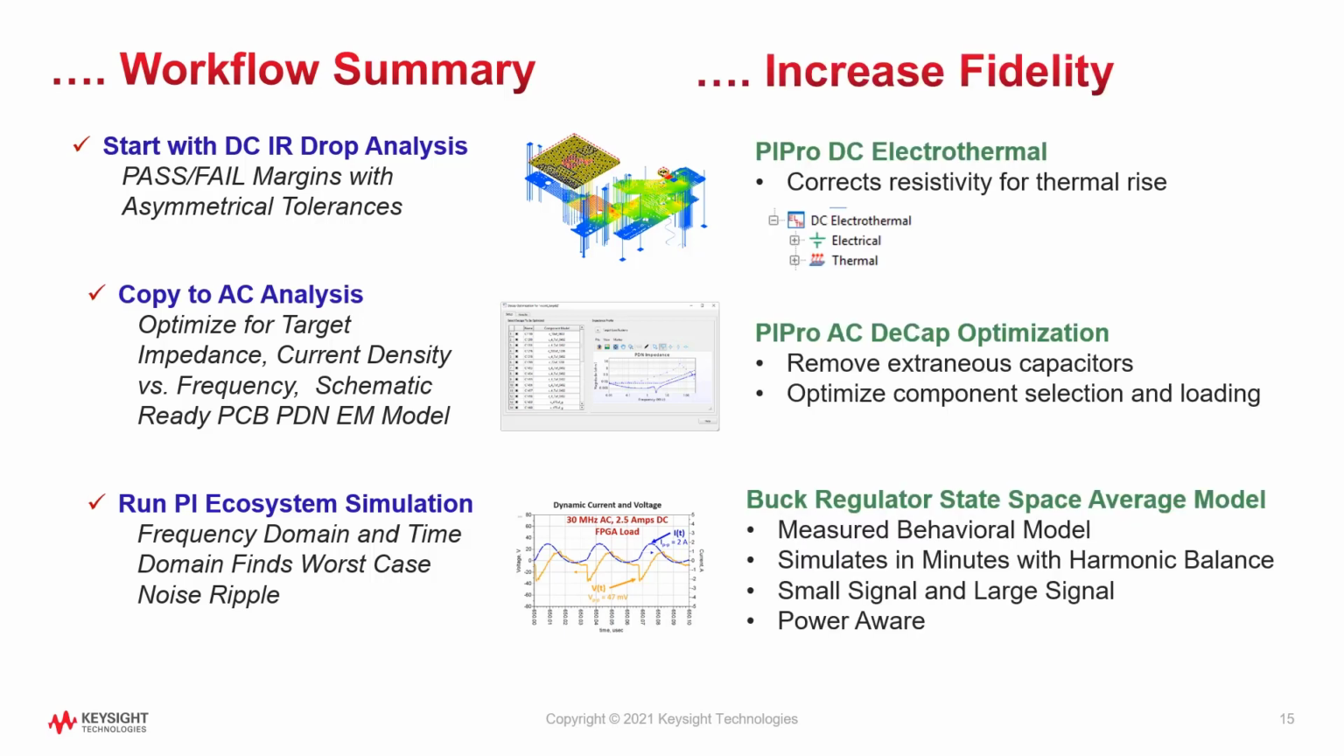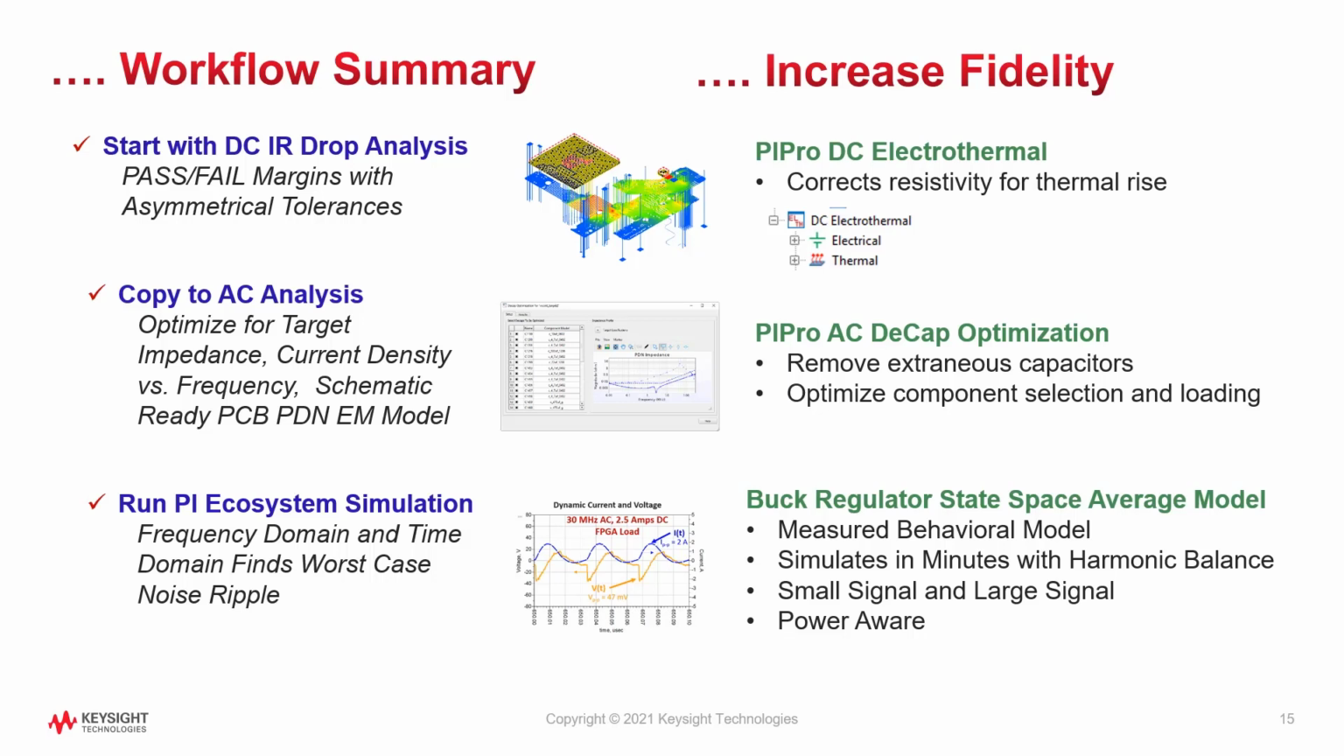Each of these steps can be expanded to add fidelity and optimize the design for performance, cost, size and weight. Adding DC electrothermal accounts for the dependence of resistance on temperature and can help identify potential reliability problems due to excessive temperatures or identify reduced electrical margins with higher path losses due to the increased resistance. Automated decoupling capacitor optimization with the AC-EM model can quickly identify extraneous capacitors that can be removed and help with capacitor selection to reduce resonant impedance peaks.